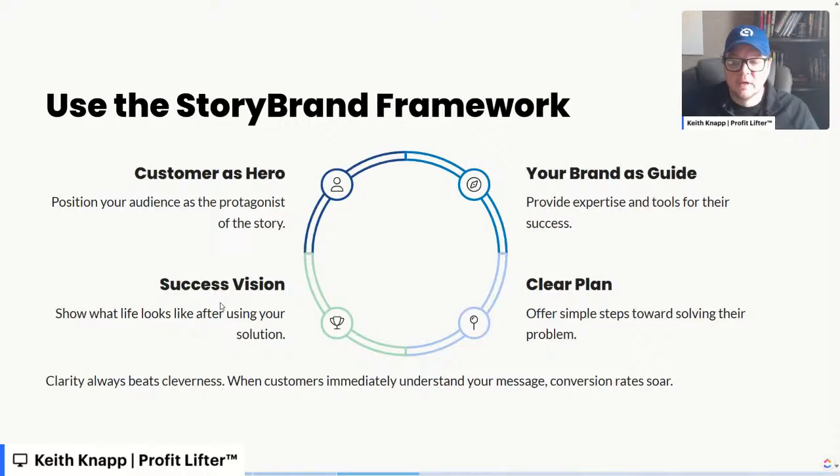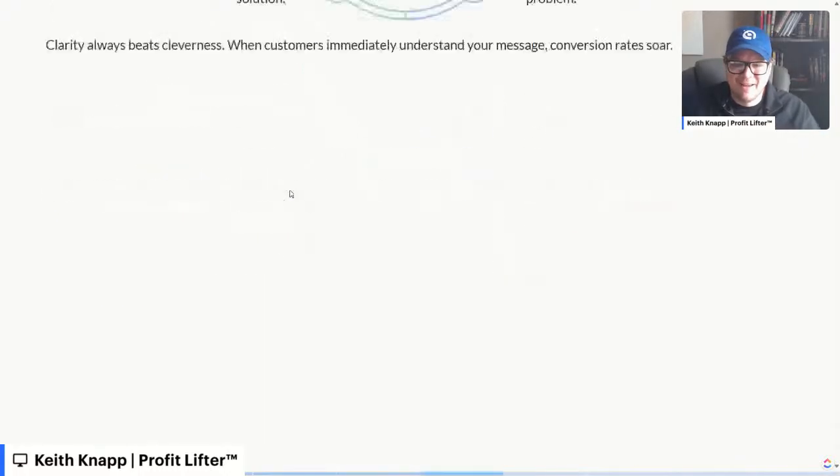The other part of StoryBrand is it focuses a lot on clarity. Clarity beats cleverness. And I have struggled with this because I am creative. I love clever. I love snippets. I love coming up with catchy taglines. But since we've been implementing this, we have seen a tremendous increase in our conversions. Clarity always beats cleverness. When customers immediately understand your message, conversion rates soar. So keep it stupid simple. Make them the hero and keep it simple.